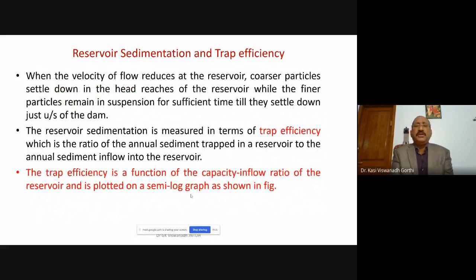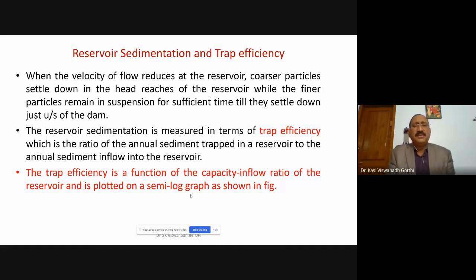When the velocity of flow reduces at the reservoir, coarser particles settle down in the head reaches of the reservoir, while the finer particles remain in suspension for sufficient time till they settle down just upstream of the dam. So when a reservoir is formed, naturally the water comes to a standstill position. The velocity of flow of water in the reservoir will be almost 0. So when there is a reduction in the velocity, naturally the coarser particles will try to settle down, whereas the finer particles will be in suspension for more time.